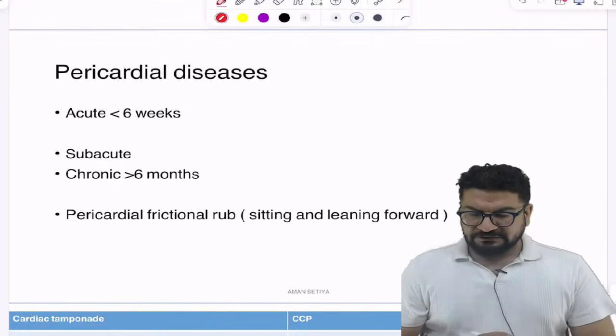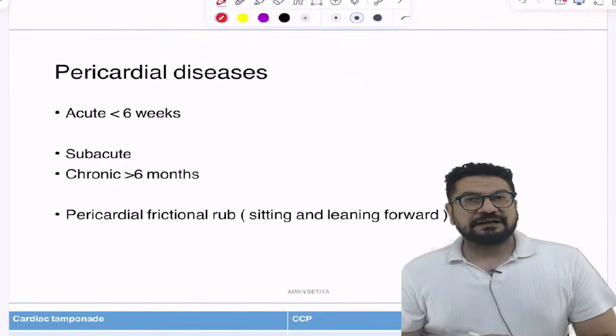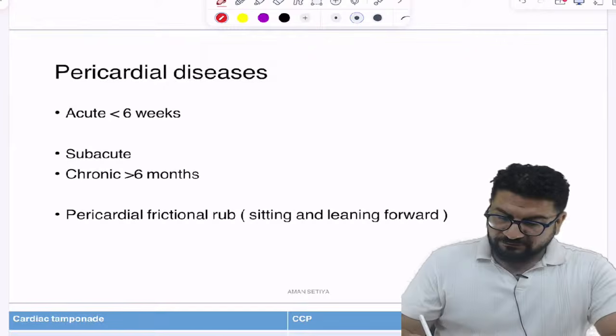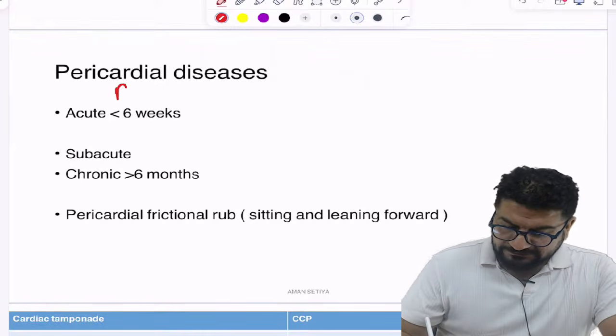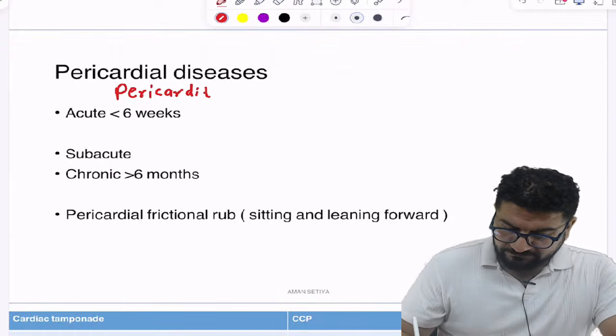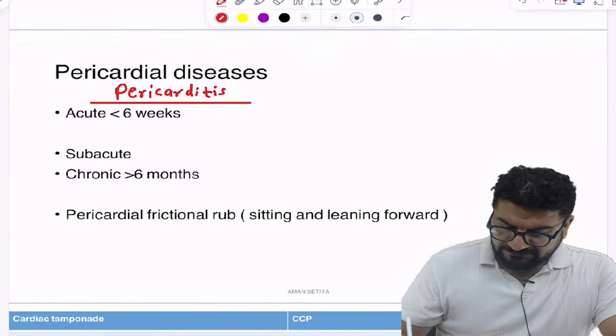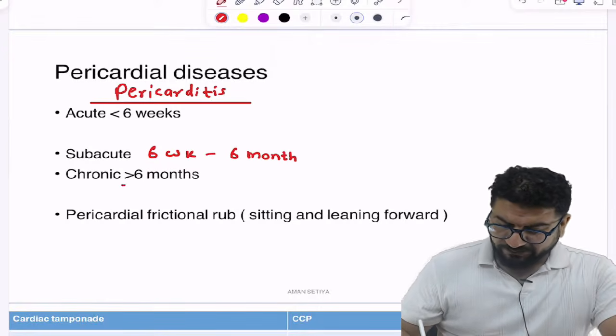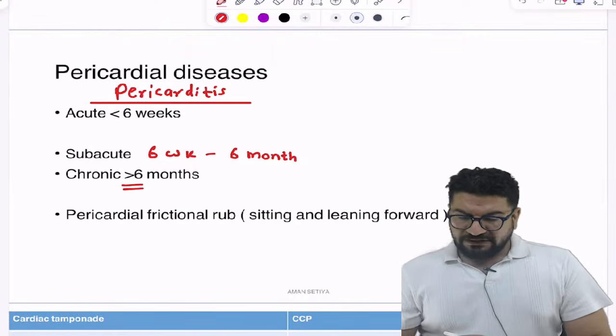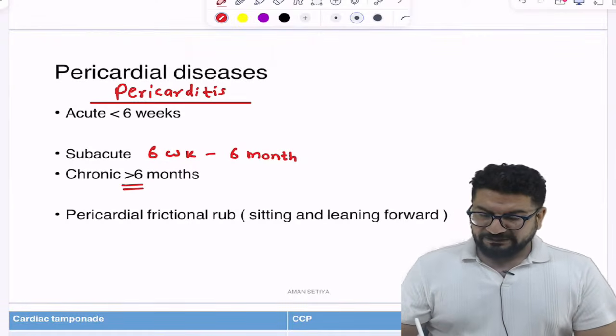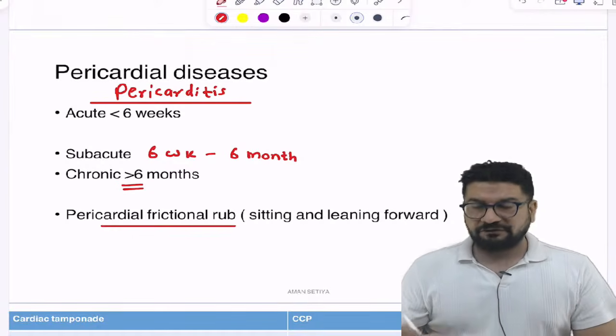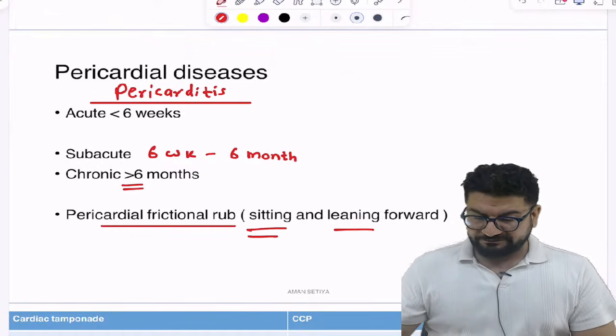Okay, now look at this. We have pericardial disease, like acute pericarditis. We call it acute when it occurs in less than 6 weeks, and subacute when it occurs from 6 weeks to 6 months, and chronic when more than 6 months. The patient will have a rubbing sound. We call this pericardial friction rub, which is felt when the patient is sitting and leaning forward.